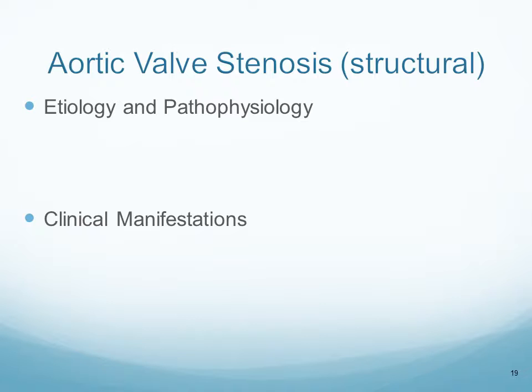We call it the classic triad of angina, syncope, and exertional dyspnea. That means when the person is exercising, they'll be dyspneic. The person will have a murmur.